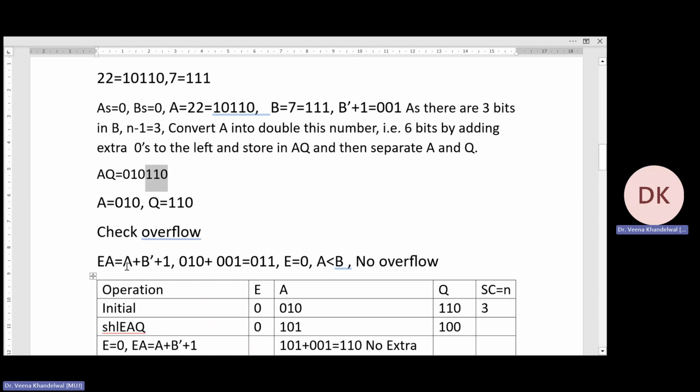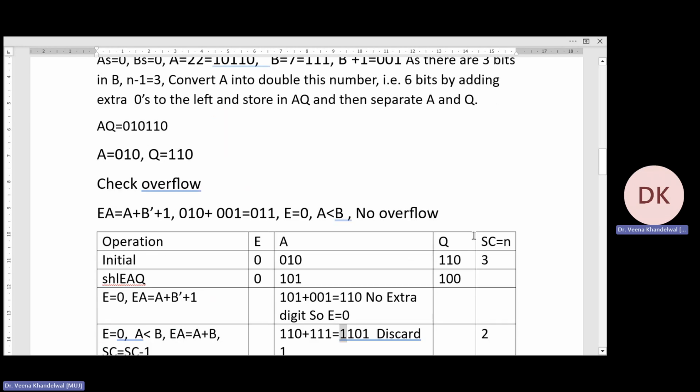So we check EA is equal to A plus B complement plus 1. A is 0 1 0, and we have already computed B complement plus 1, which is equal to 0 0 1. When I add these numbers, the output is 0 1 1. That means E is equal to 0. And as per our algorithm, when E is equal to 0, A is less than B and there is no overflow. So before performing division, we should compute whether there is some overflow or not. If there is overflow, we will stop. And if there is no overflow, we will start performing the division.